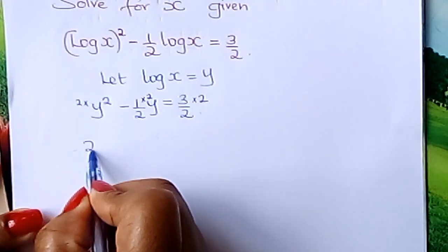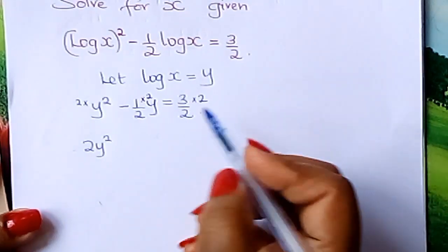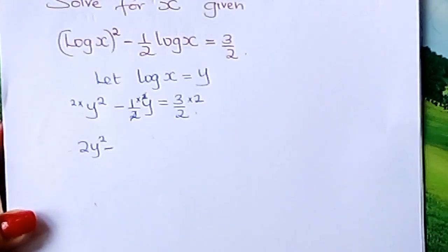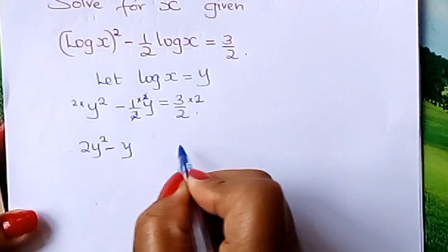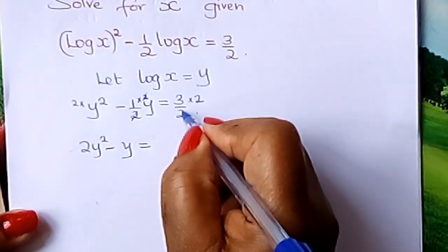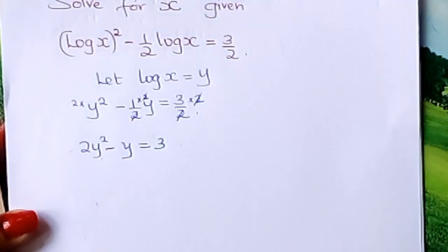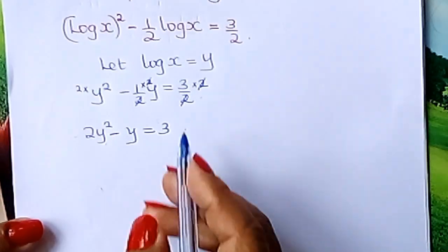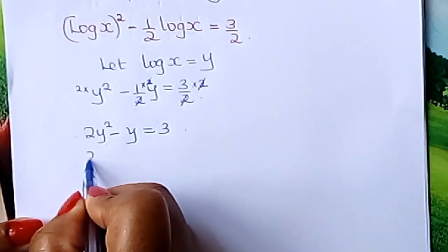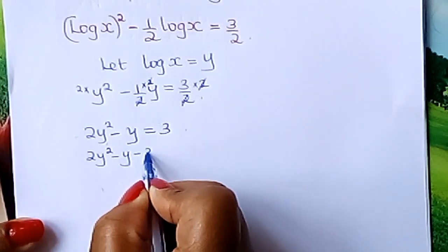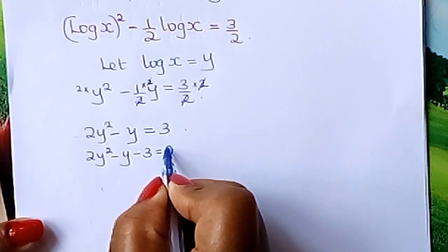So this gives you 2y squared minus what? The 2 cancels out, and therefore you are left with y. Equals to what, learner? The 2 cancels out, and therefore you are left with 3. So learner, bring this 3 to this side: 2y squared minus y minus 3 is equal to 0.